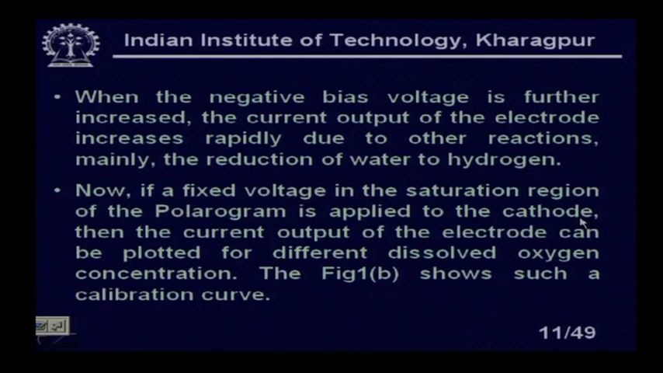The current output of the electrode can be plotted for the different dissolved oxygen concentrations. Okay. Current outputs are plotted on the y axis, with dissolved oxygen or percentage partial pressure of oxygen on the x axis. And figure B shows what is called the calibration curve of a polarographic electrode for dissolved oxygen measurement, clear. It has to be noted that the current is proportional not to the actual concentration, but to the partial pressure.